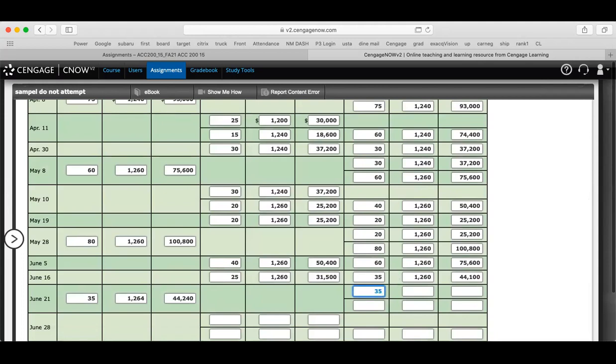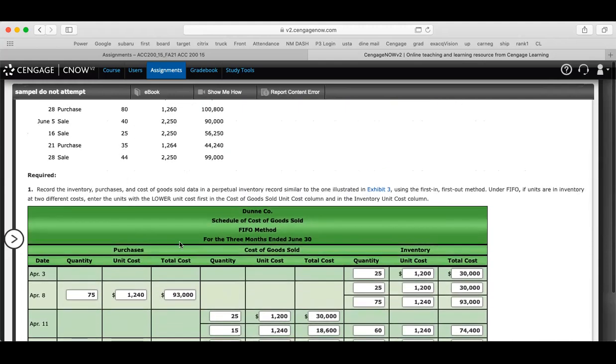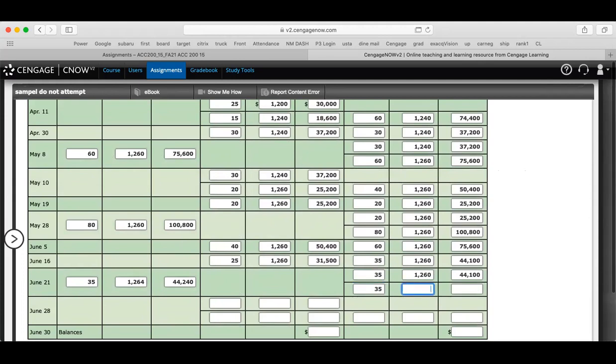We have 35 of the 1260, which will be $44,100. Now, these new ones we just brought in, just double check. Yep, 35. We have 35 and it costs us 1264, which is how much it costs us, 44,240. So these are our units in right now. So June 28th.